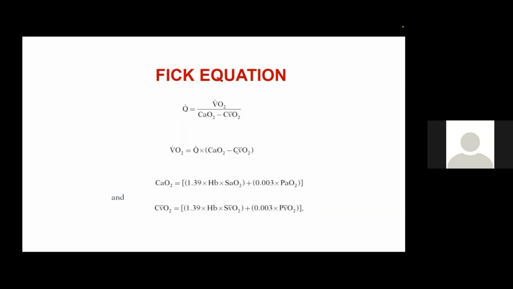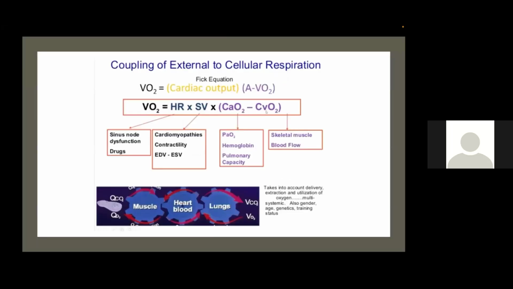So the Fick equation is a really very important equation in CPET that can help us to understand the VO2, which is equal to cardiac output times the oxygen content. And as you know, the cardiac output is the stroke volume times heart rate. So from these equations, we can understand the interpretation of VO2 and the implication of VO2.